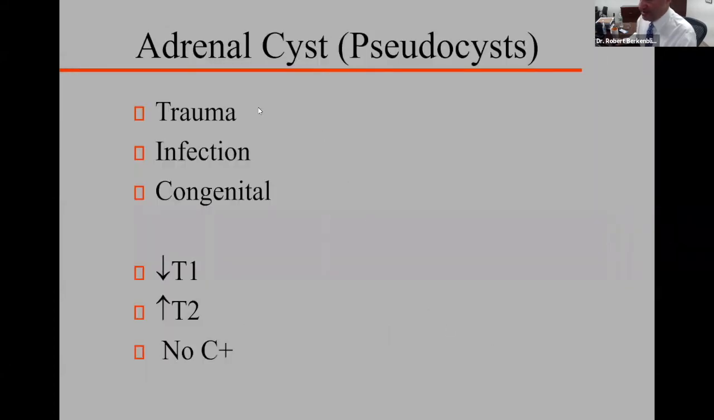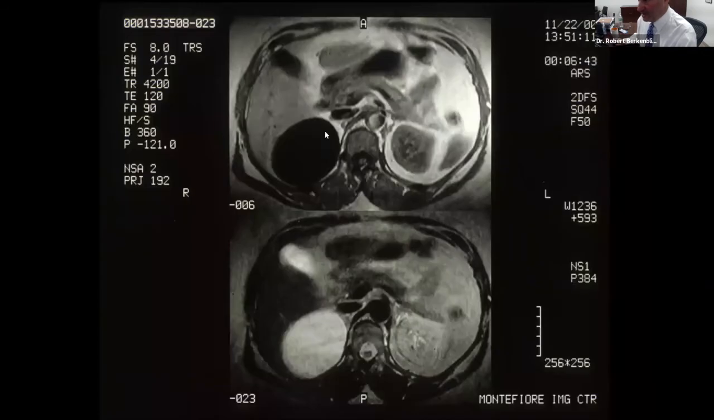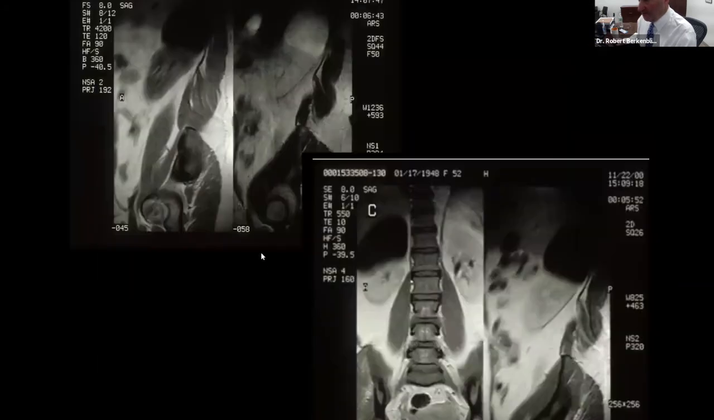Adrenal cysts, you may see post-traumatic, post-infectious, or congenital, and as expected for a cyst, show low signal on T1, high signal on T2, and no enhancement. Here you can see this lesion is low signal on T1, high signal on T2. And we see that the lesion on sagittal and coronal abuts and displaces the kidney as opposed to arises from the kidney. There's no enhancement in this. This is an adrenal cyst. Again, it's separate from the kidney. It abuts the kidney, but is separate.